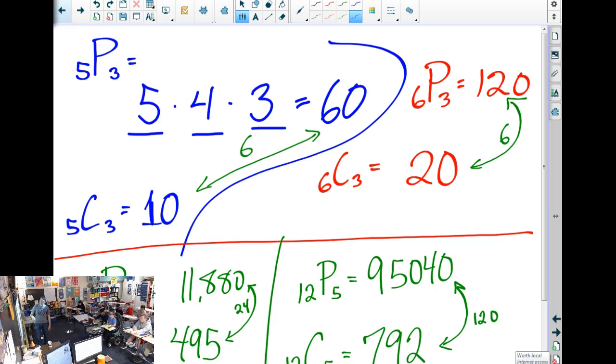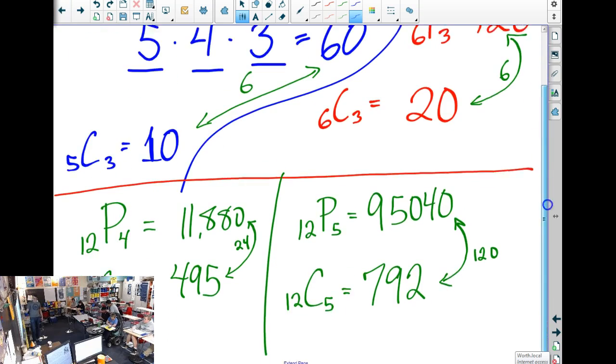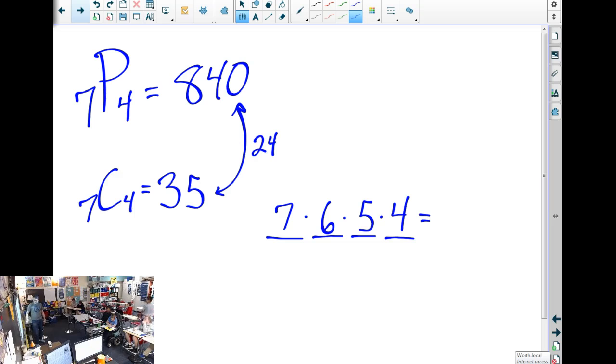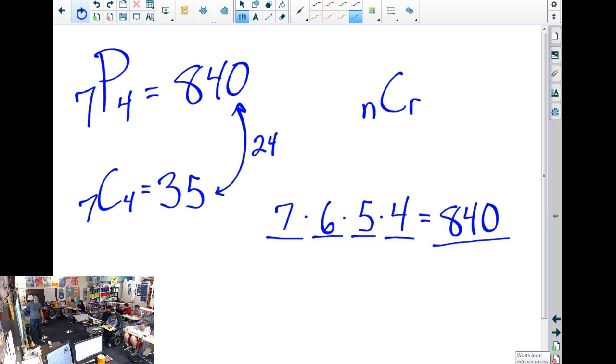Let's check this. We chose 3 places. What's 3 factorial? 6. We chose 4 places. What's 4 factorial? What's 5 factorial? You might be on to something, Jacob. Yes. Congratulations. So it's the bottom right number factorial. So this, the permutation, nCr, so Chris is saying divide by r factorial.